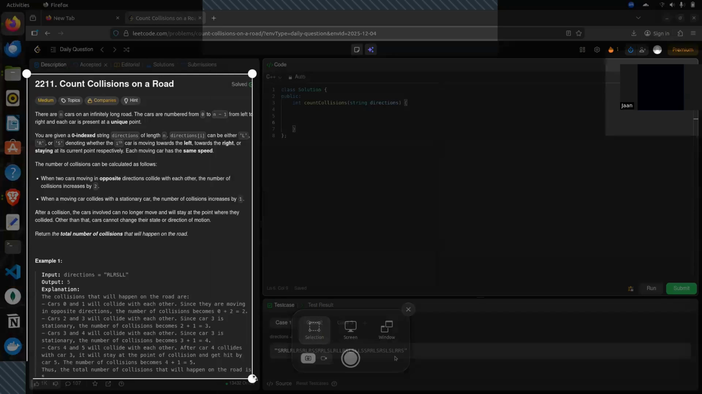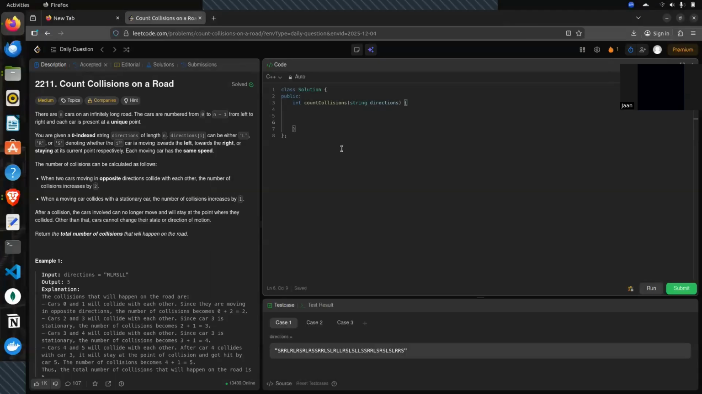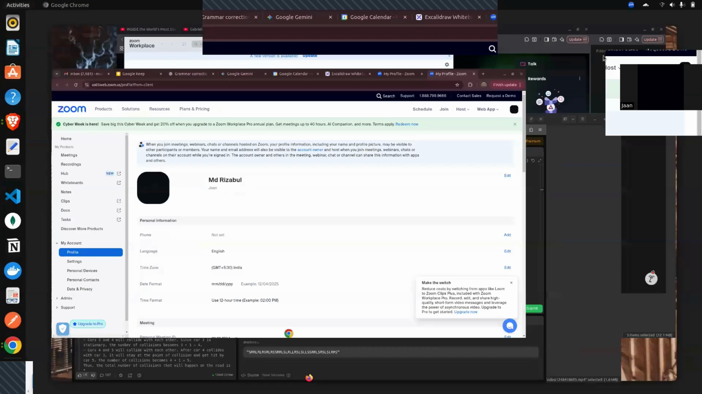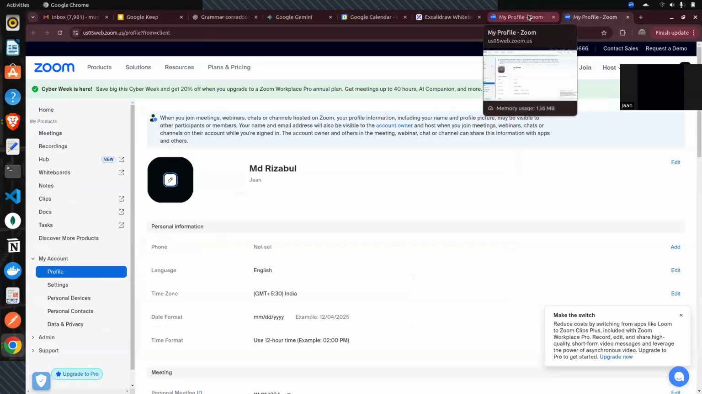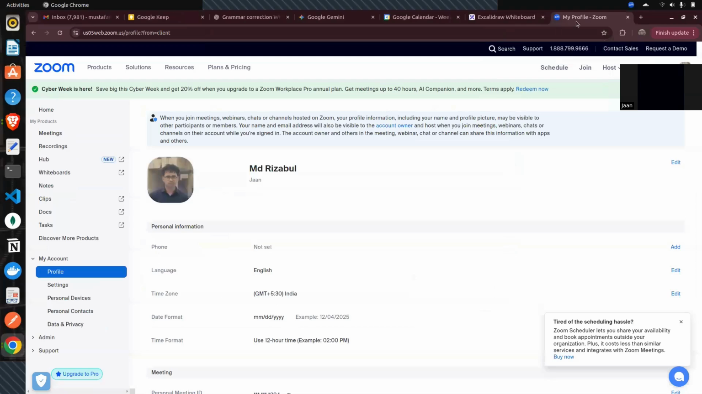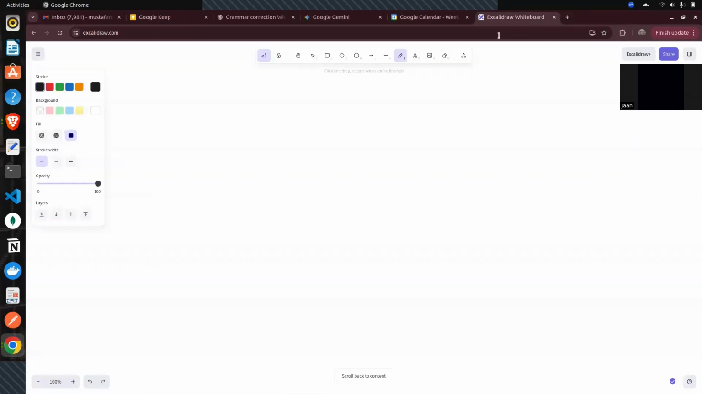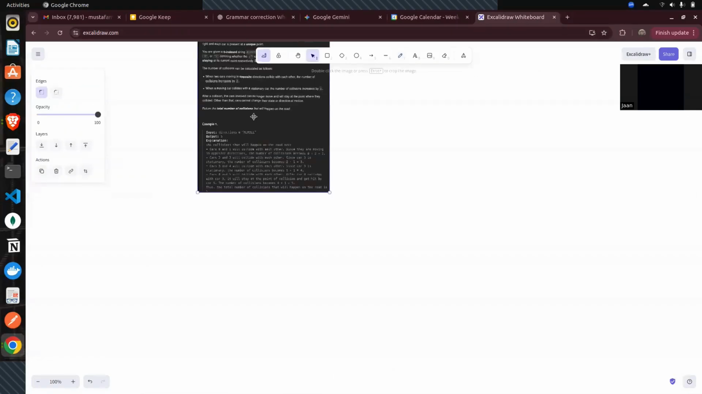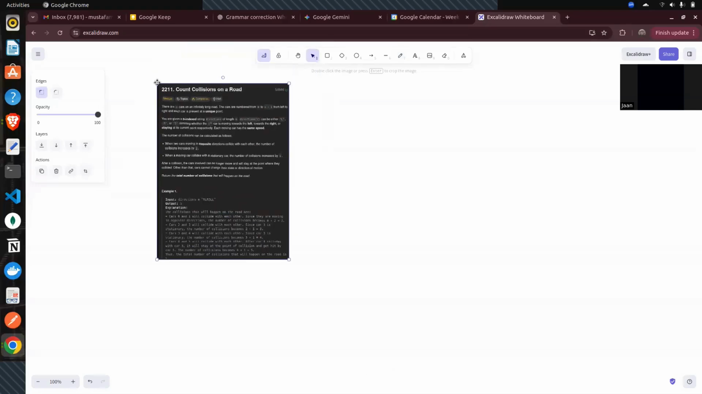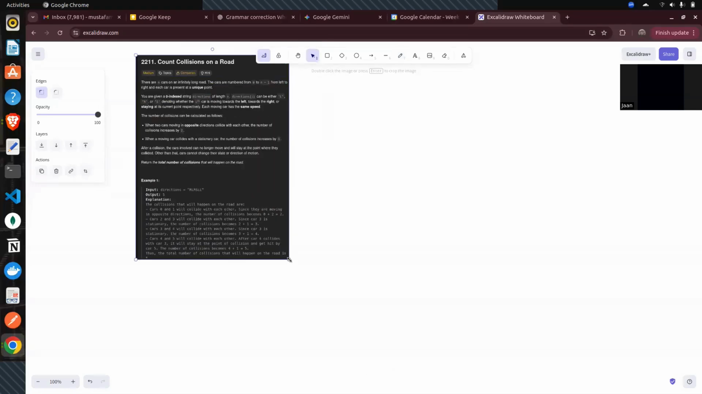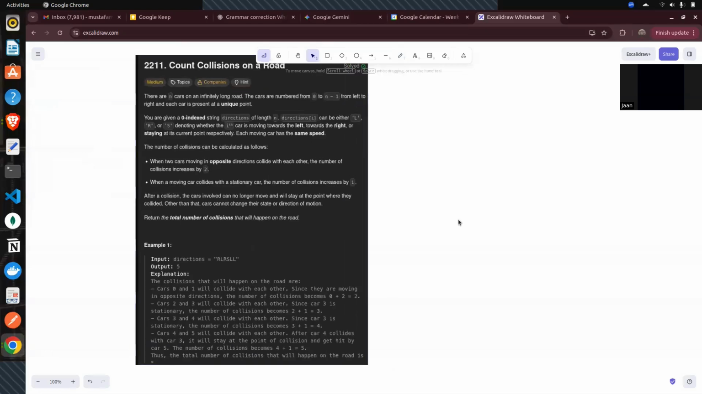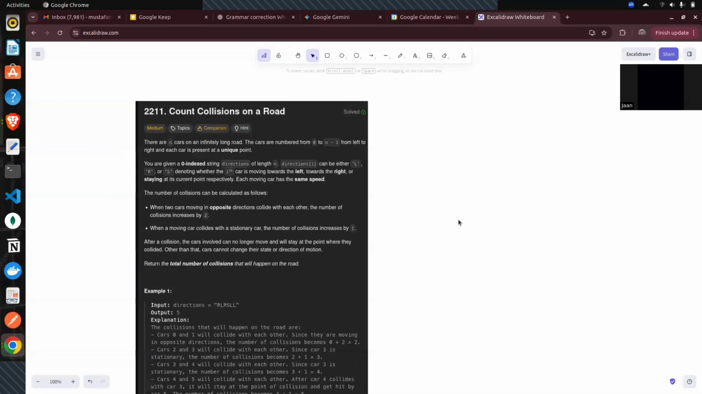So, we will take the screenshot. Hmm. We should close. Scene. Okay, so here is the problem. So the question is saying that mm, we have to count the collision on a road.